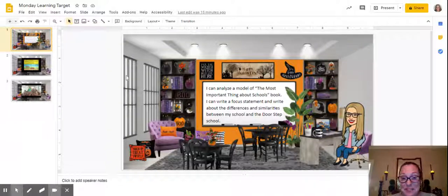So look right here at this top learning target. I can analyze a model of the most important thing about schools book. All right, so to analyze something means to examine it or look at it closely. So what I want you to look at with me right now is a chart of the parts of the important book.